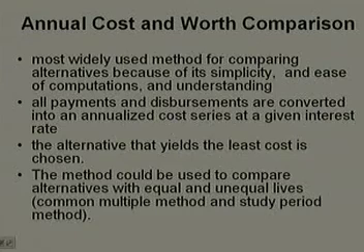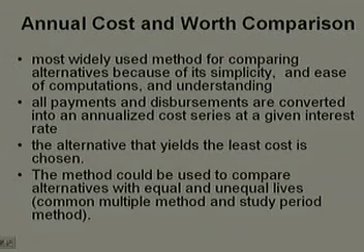Now, what do we do in this method? All the payments and disbursements, we convert into an annualized cost series at a given interest rate. So, no matter whether you are spending some money at the end of year 5 or at the end of year 3, you try to bring it into the annual form, annualized cost. And once it is annualized and you have spendings as well as receipts on the same time scale, you can add them or subtract them algebraically.